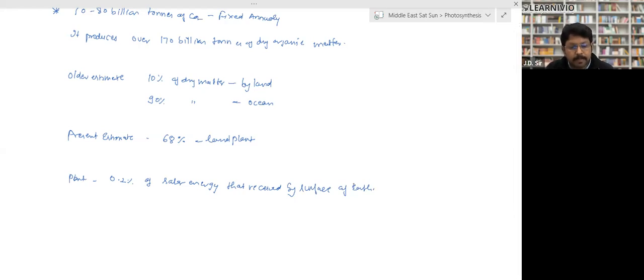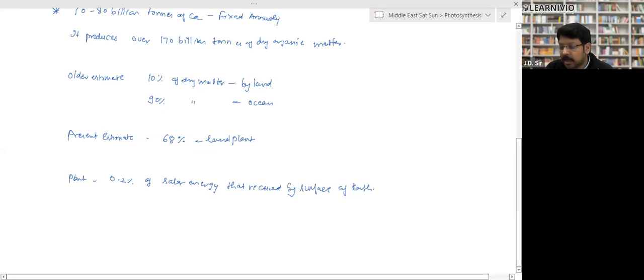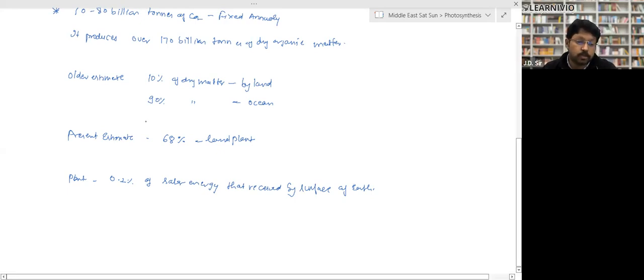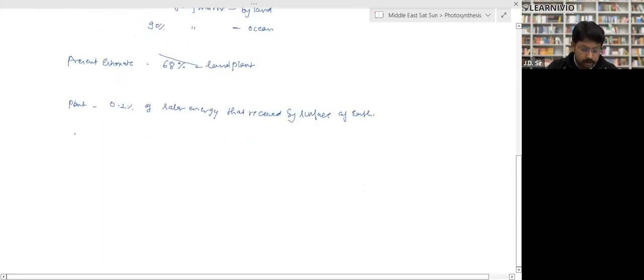Is that clear? And the experiment that has been given in your notebook, Joseph Priestley, he discovered. So who was Joseph Priestley? And what was the statement of John Ingenhouse? You need to note it down. Note down the experiment of Priestley. That is also very important.